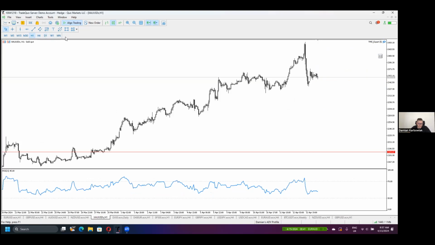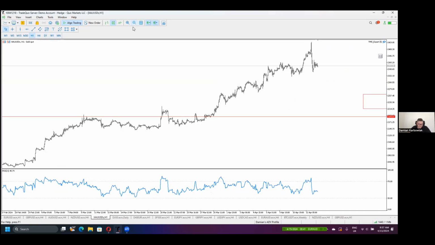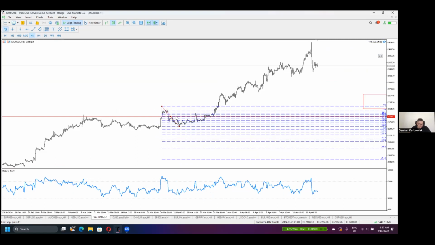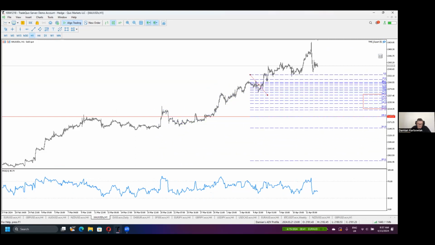However, if you would like to open the smaller position right here, definitely you can analyze the market in a different way, because there is still space to the next one-to-one, the biggest one.